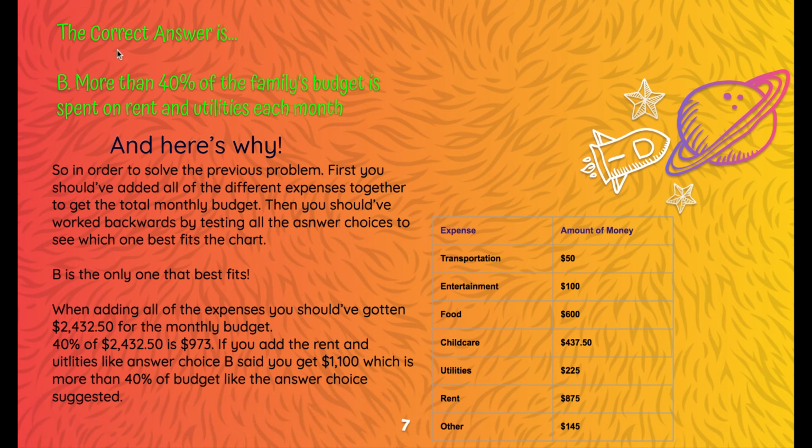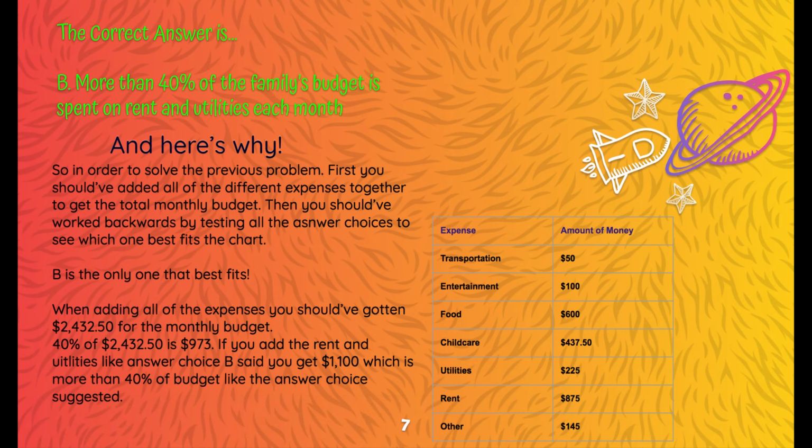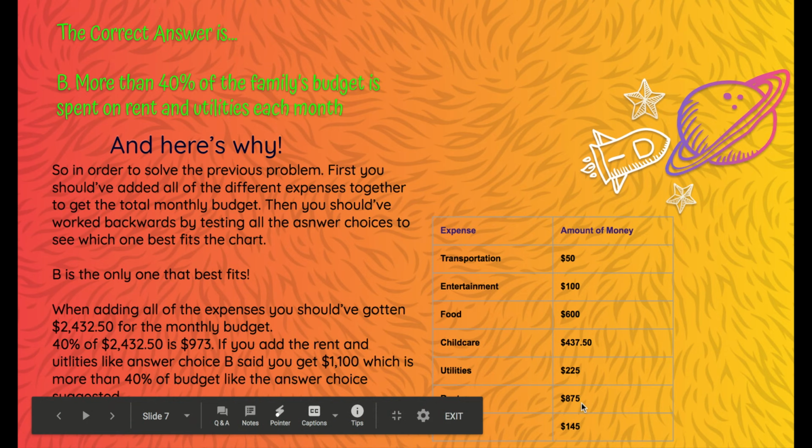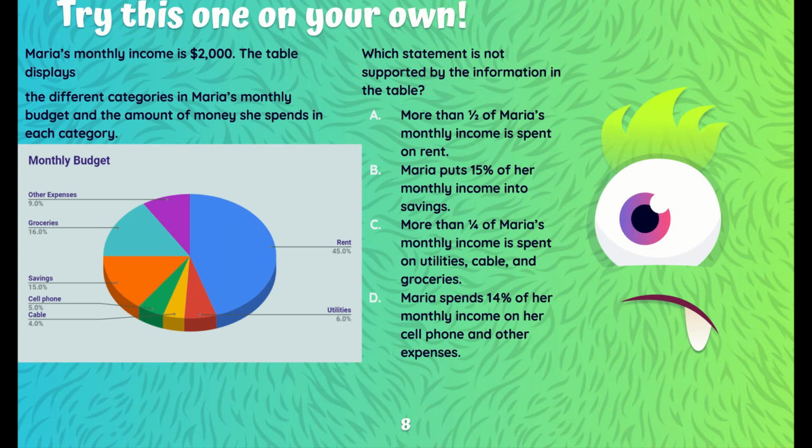Then 40%, which I'm getting from answer choice B. Remember, I'm working backwards from the answer choices. 40% of $2,432.50 is $973. If you add the rent and utilities, like what it says in answer choice B, here's your rent and utilities right here. You get $1,100, which is more than 40% of the budget, like the answer choice suggested, right? So B, that is why B is your correct answer.